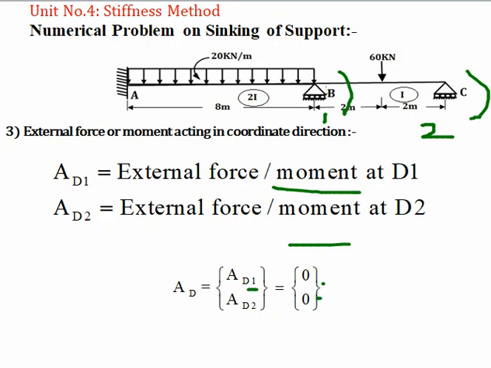Let us call it AD1, that means external force acting in the direction of coordinate 1. There is none, that is why 0, and in the direction of coordinate 2 there is no external moment, so it is equal to 0. Again I repeat, coordinate means theta B and theta C. These are the two coordinates and their direction we assume as anticlockwise positive. So there is no external force acting in the given system, so the values are 0, 0.